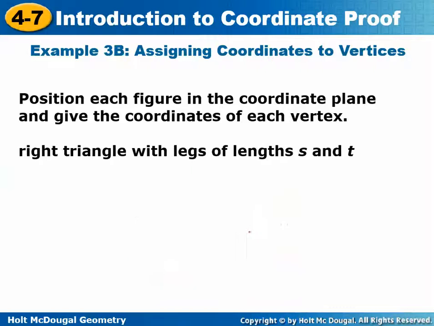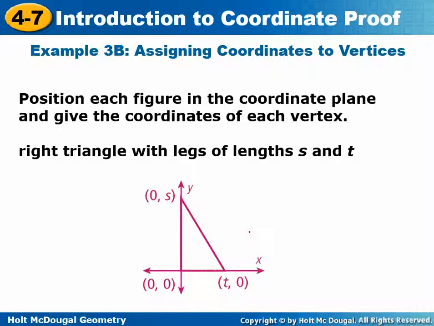All right, let's look at another example. In this one, we have a triangle. It has legs of length s and length t, and it's a right triangle. So it doesn't matter where you put s and where you put t. And again, we go up to s. We're saying this is s on our y-axis. It doesn't matter if your s is bigger or less than t because we don't know. And t is going to be on the x-axis.